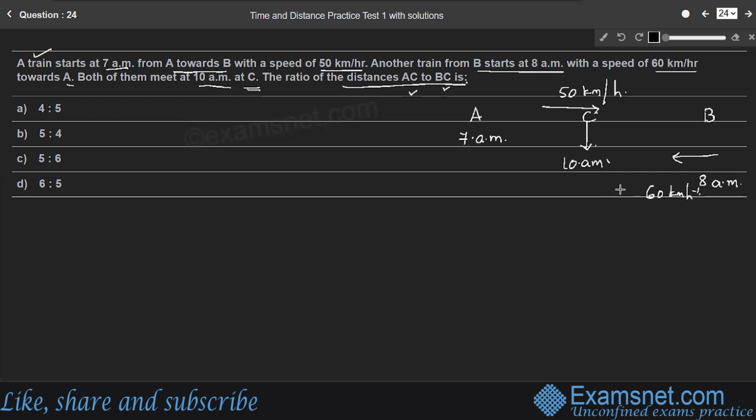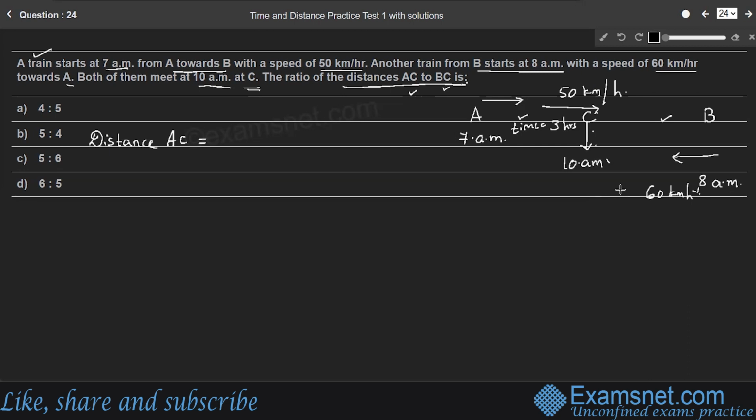So first we need the distances AC and BC, then we can find their ratio, right? What is distance AC? Distance AC is equal to, so here train A, or from place A, one train starts at 7 a.m., right? So it meets another train at 10 a.m. Here the time duration is 3 hours. From A to C, the time duration is 3 hours.